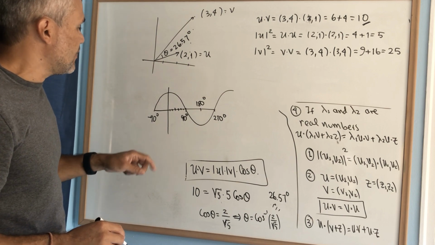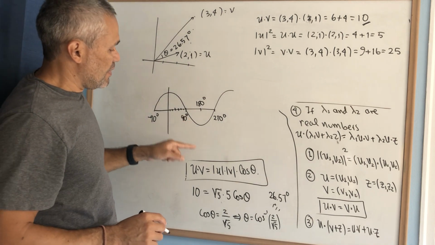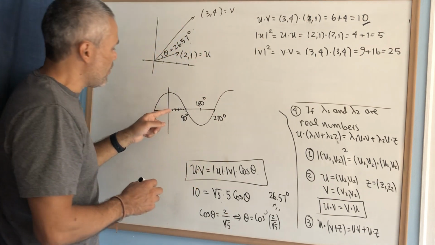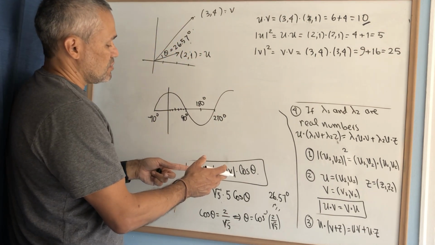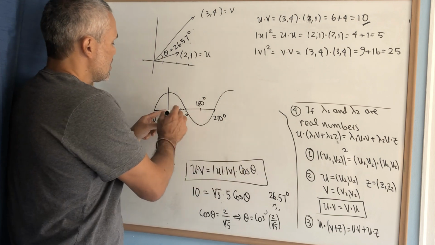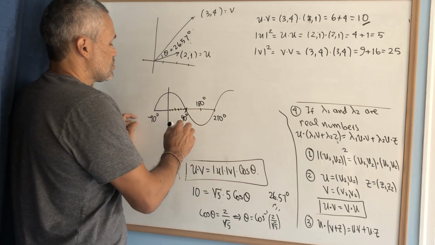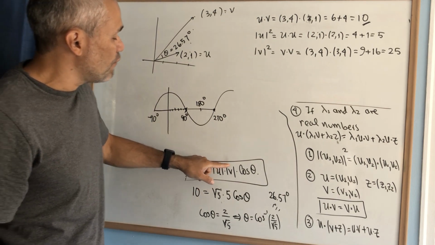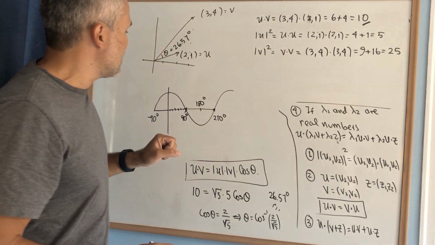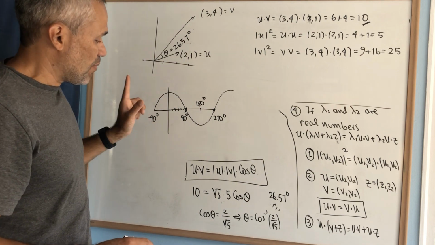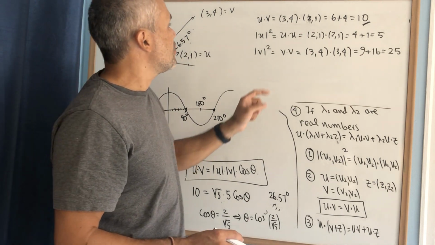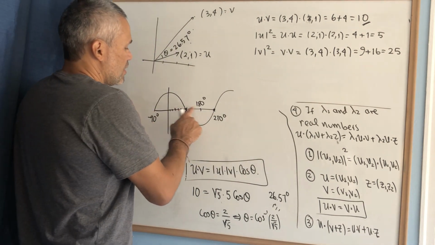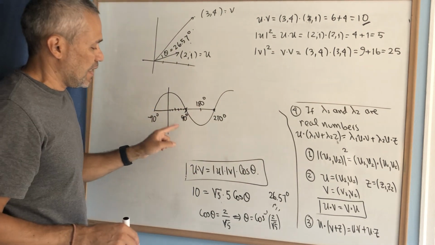And if cosine of theta is positive, that means that the angle is between 0 and 90 degrees. If we do the dot product and we get 0, the only way that cosine of theta is 0 is when the angle is 90 or 270. That means that the dot product of two vectors is 0 if and only if the two vectors are perpendicular. And also, if the dot product is negative, that means that the angle is bigger than 90.